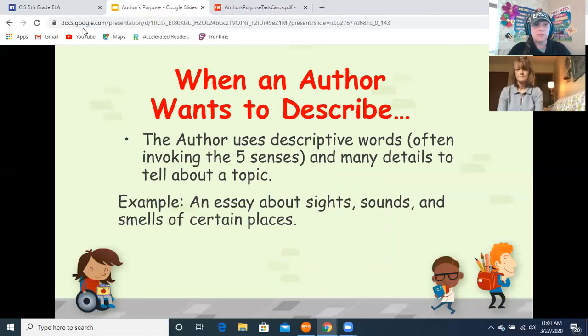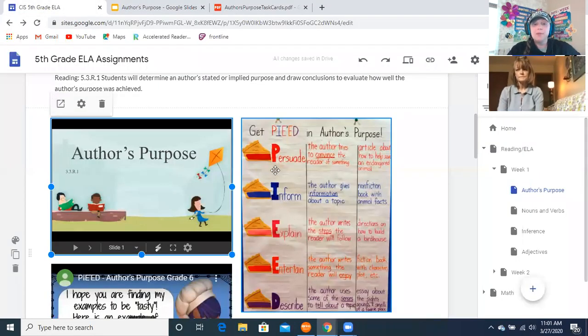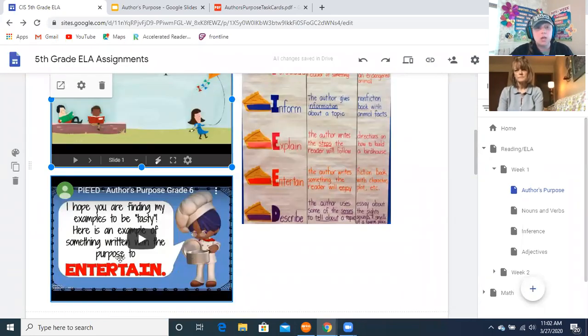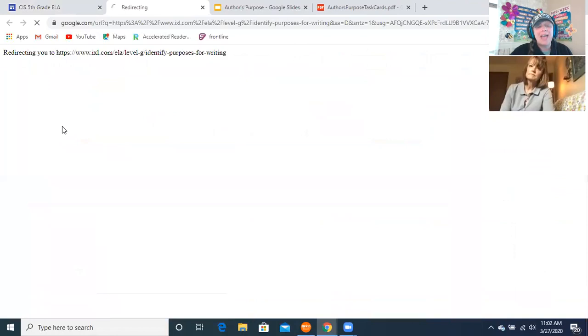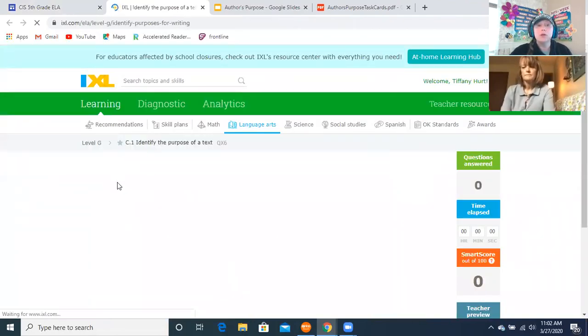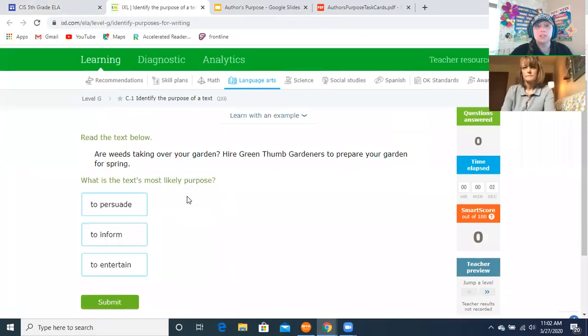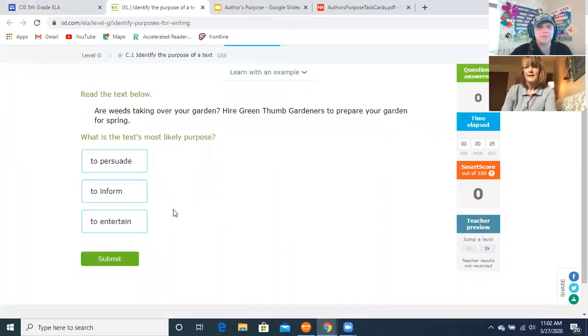All right, so that is the PowerPoint. I put a good little visual right here so that you can access it easily for persuade, inform, explain, entertain, and describe. I've also linked a video that you can watch on your own time that also talks more about PIE. The next thing we're going to do is practice in iExcel together, and then you're going to be responsible for finishing this up on your own. So Mrs. Landers is going to lead us in practice. Okay, so we're going to do five examples for you all, and then you will do the rest on your own.